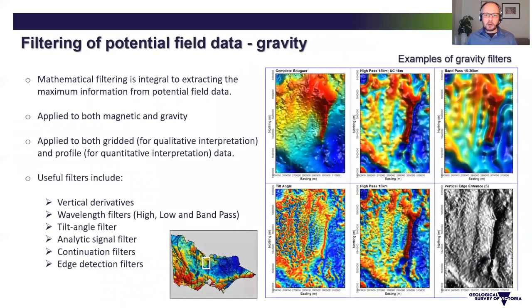So we have our potential field data sets, our standard data sets, and we can apply a whole bunch of different filters and enhancement techniques to those data to bring out some of the subtle features and some of the different sources of the response that we see. So for example, here we've got some filters that are showing up these higher frequency signals in the gravity data, and they correlate really well to some of the mapped faults that we see as well.